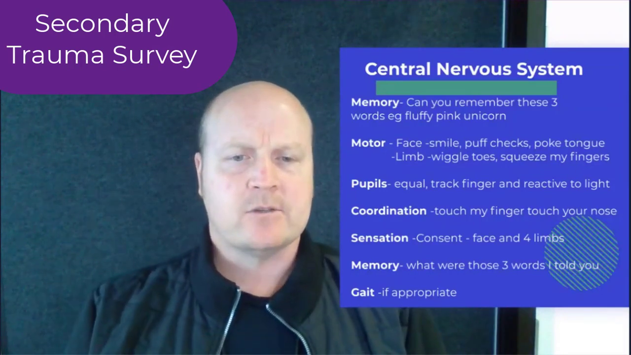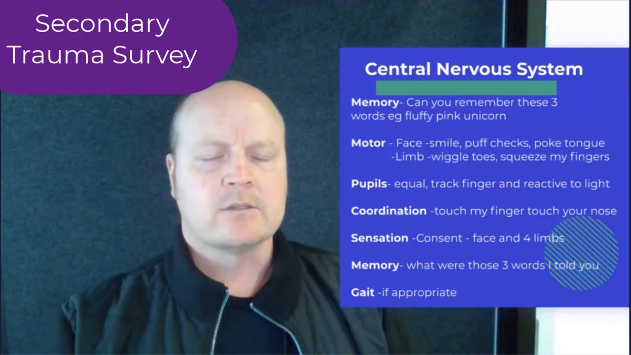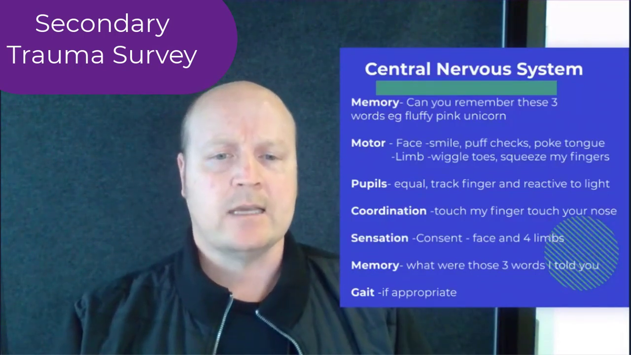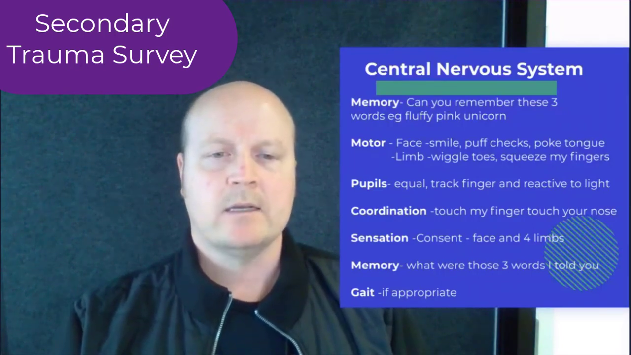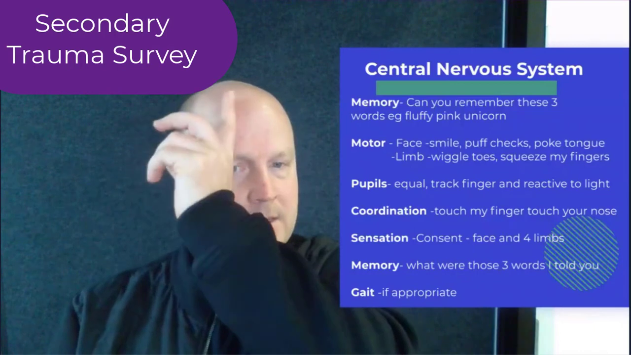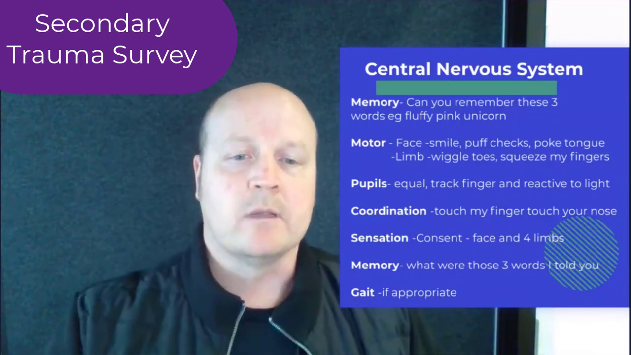And then sensation. As soon as you're going to touch someone, we have to make sure we get consent. So I just want to check your sensation. Do you mind if I touch your face, arms and legs? Great. So can you feel this? Can you feel this? Can you feel this? Can you feel this? And then make sure going down each of the limbs as well.